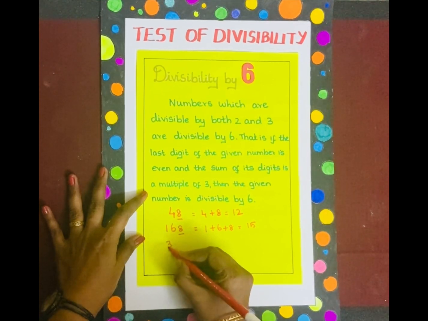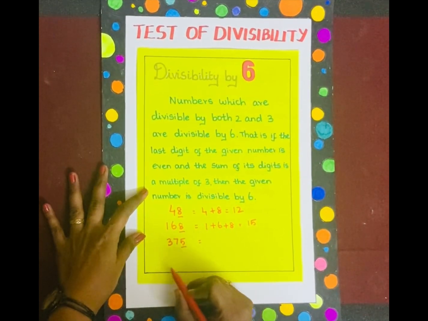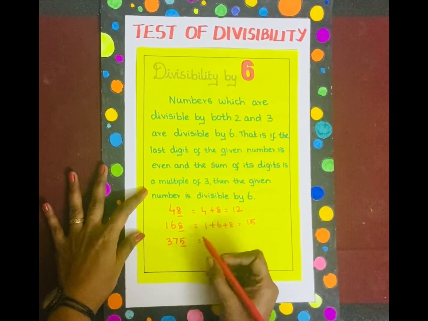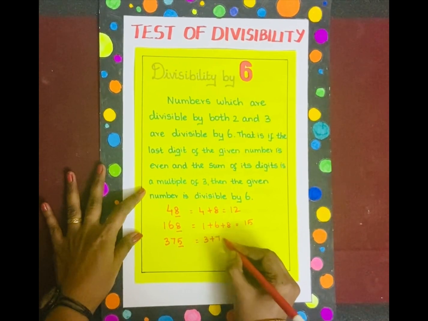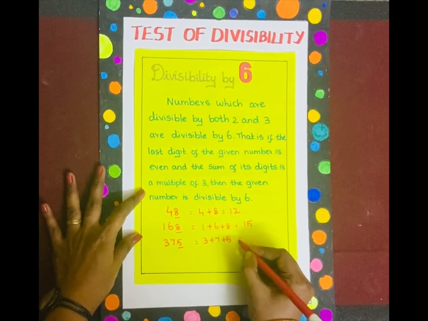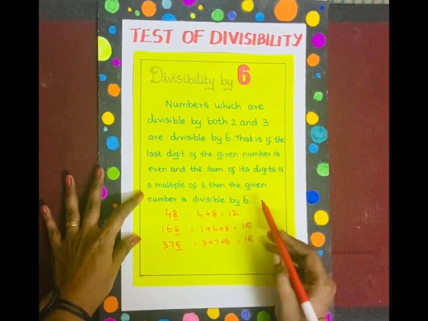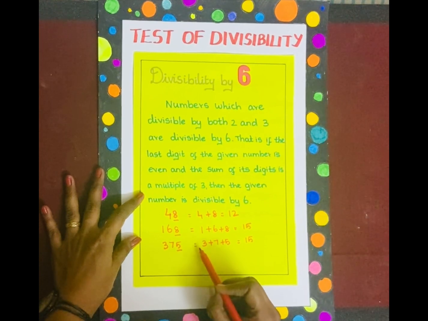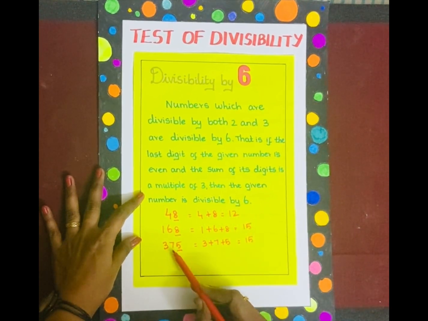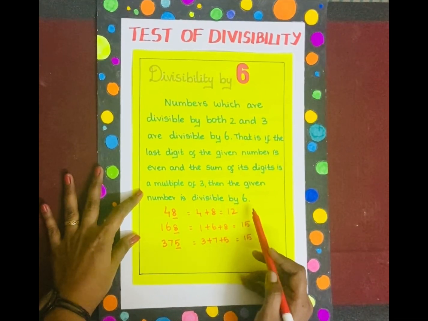Then see the next example, 375. See the last digit 5. It is not a multiple of 2. See, we have to add 3 plus 7 plus 5 is equal to 15. It's a multiple of 3, but it's not a multiple of 2. So it is not divisible by 6. The number 375 is not divisible by 6.